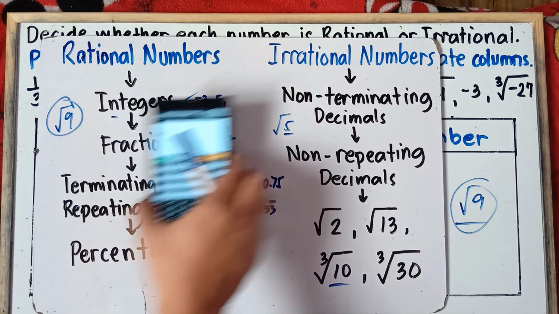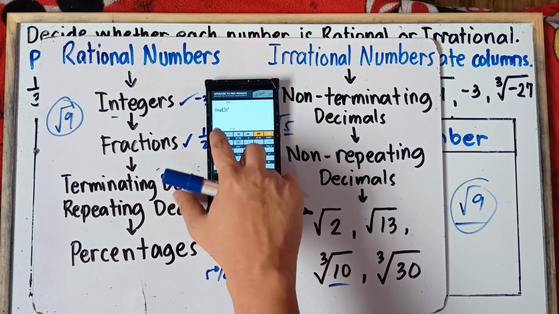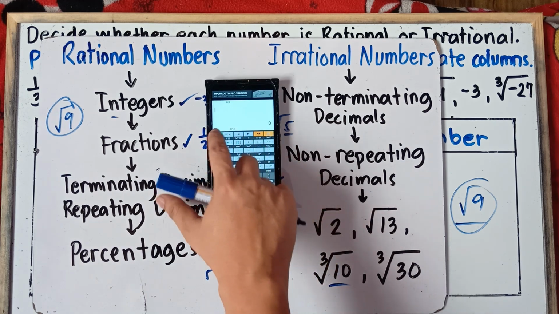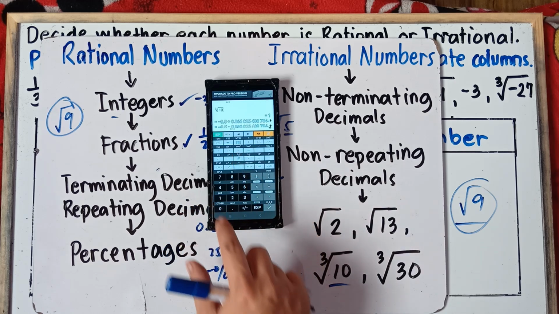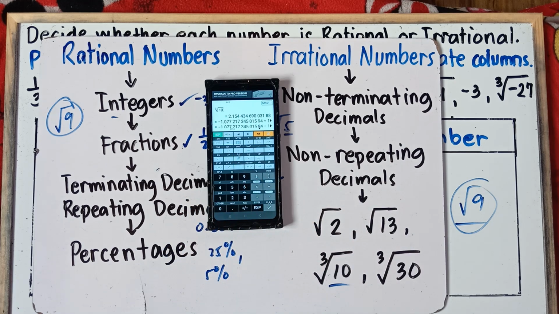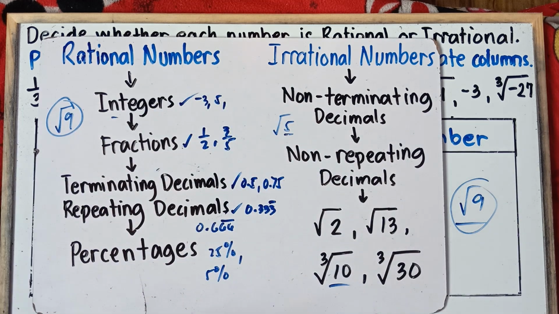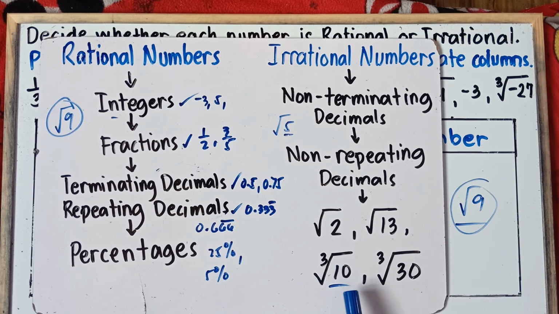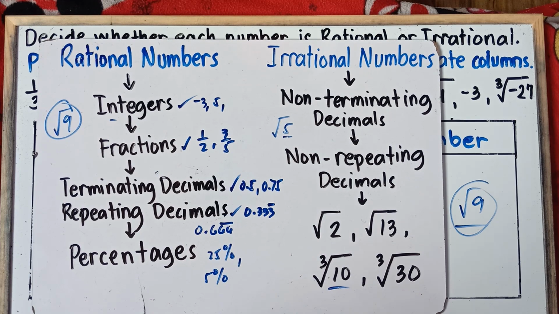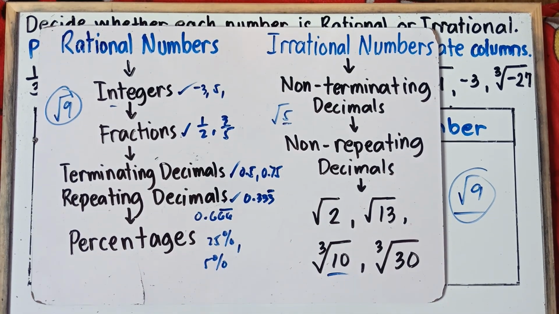Because if you get the cube root of 10 using a calculator, shift cube root of 10, the answer is 2.154434609 and so on. The decimal is infinite, the digits are infinite, class. And we call that non-terminating decimals. So once again, class, remember this: if the number inside the cube root is not a perfect cube, therefore the number is an irrational number.